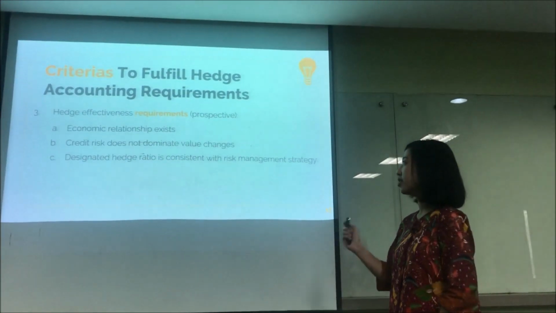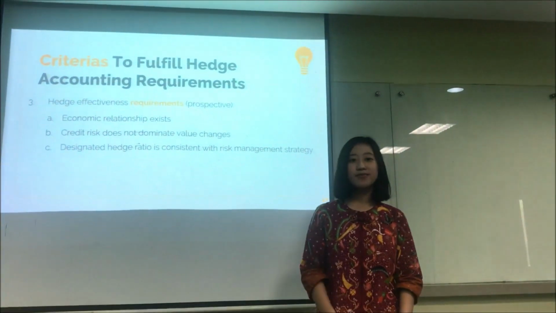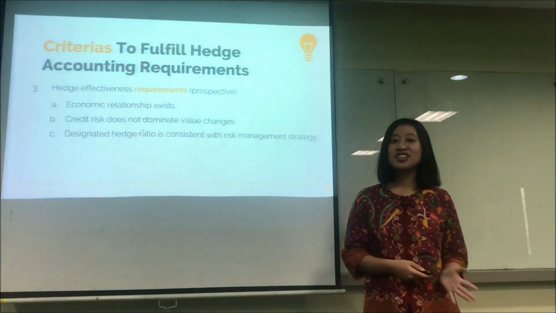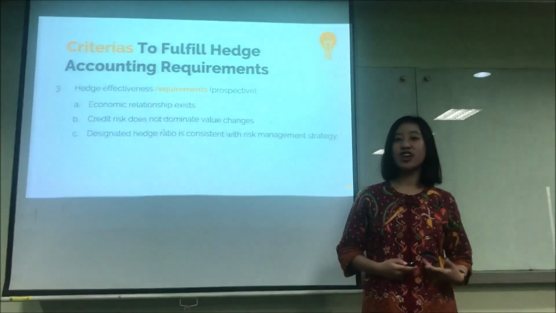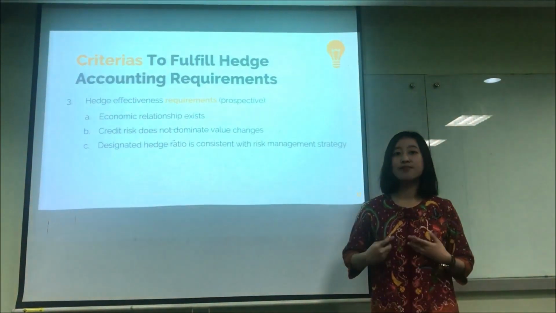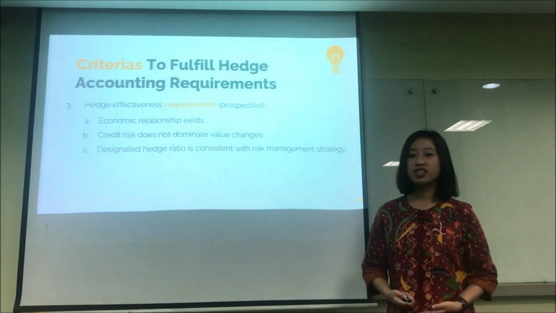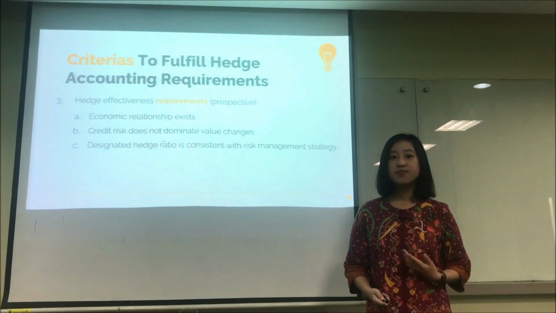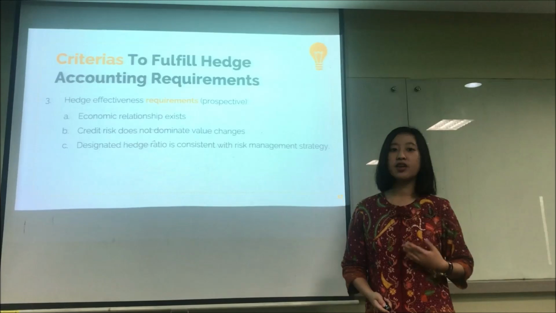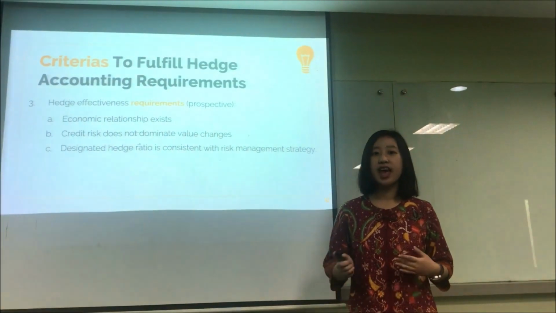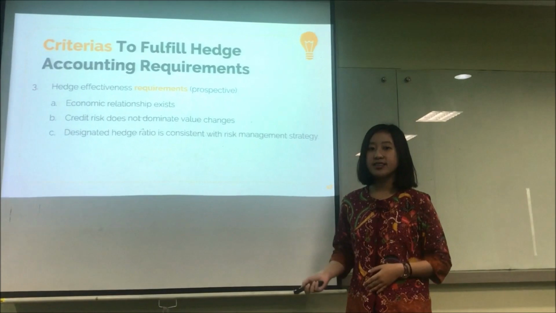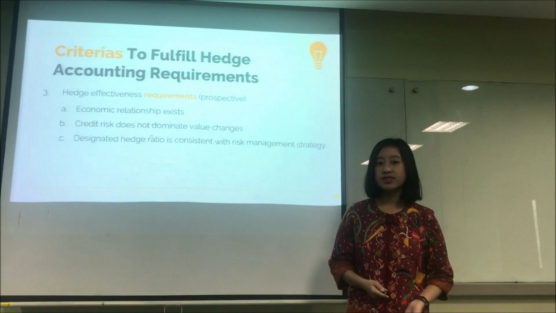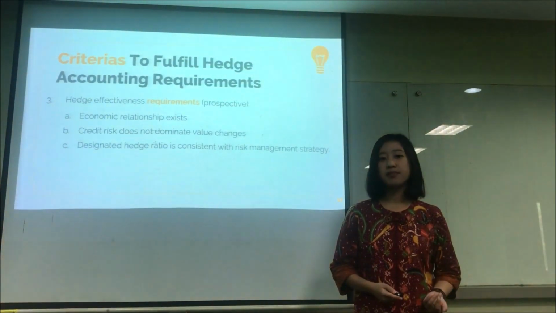of the hedge item would move in the opposite direction as a result of the common underlying hedge risk. Now, the second one is credit risk does not dominate value changes. Even if there is an economic relationship, a change in the credit risk of the hedging instrument or the hedge item must not be of such magnitude that it dominates the value changes that result from the economic relationship. Because the hedge accounting model is based on a general notion of there being an offset between the changes of the hedging instrument and those of the hedge item. The effect of the credit risk must not dominate the value changes associated with the hedge risk. Otherwise, the level of offset might become erratic.